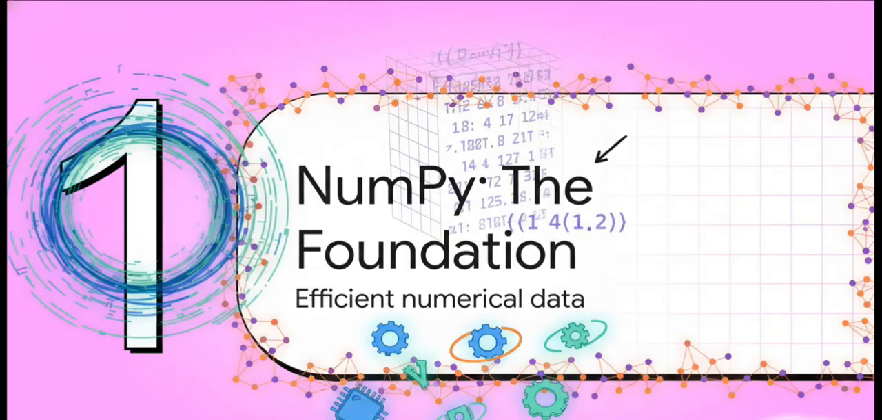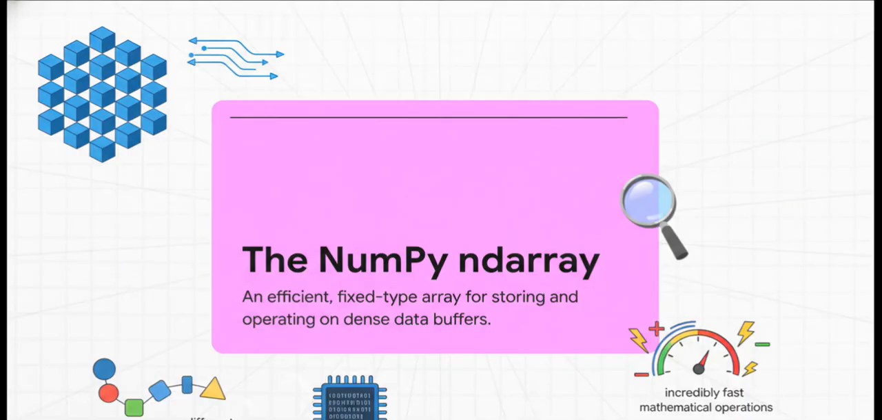First up, NumPy. The name literally stands for numerical Python, and it does one thing incredibly well. It gives us a super efficient way to store and work with huge arrays of numbers. Just think of it as the high-performance engine under the hood of pretty much every data science tool you'll ever use. The absolute heart of NumPy is something called the ndarray, or n-dimensional array.